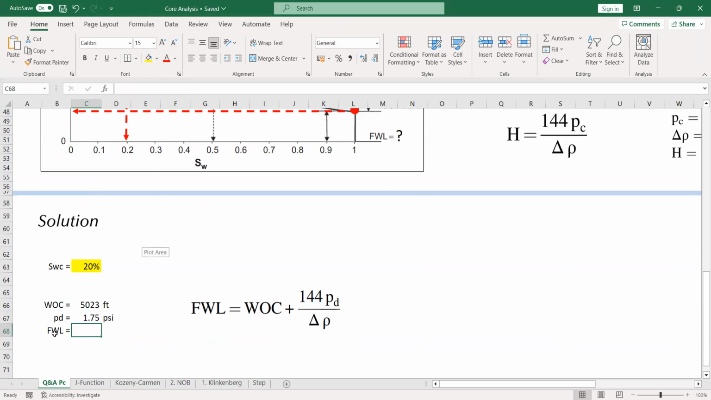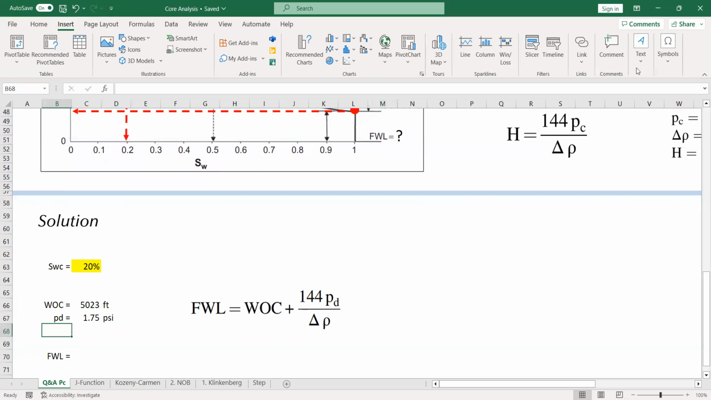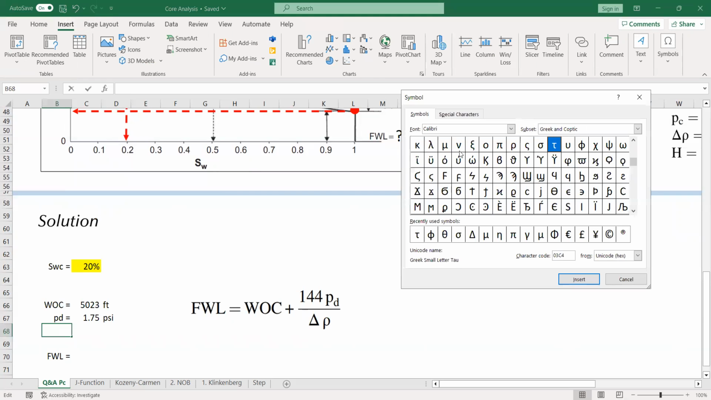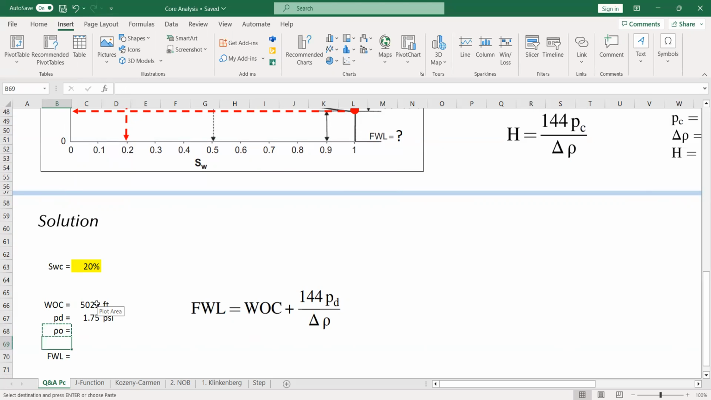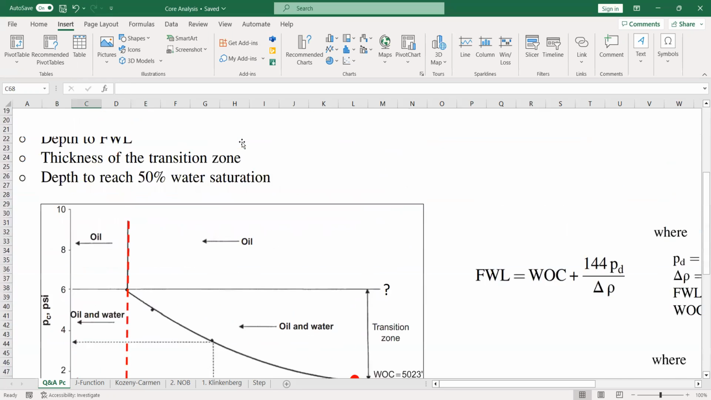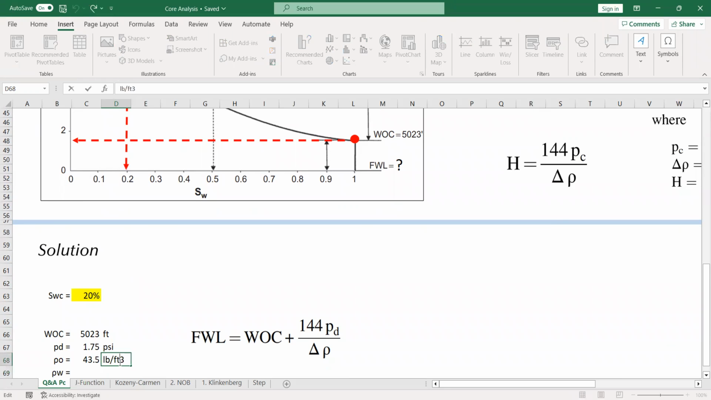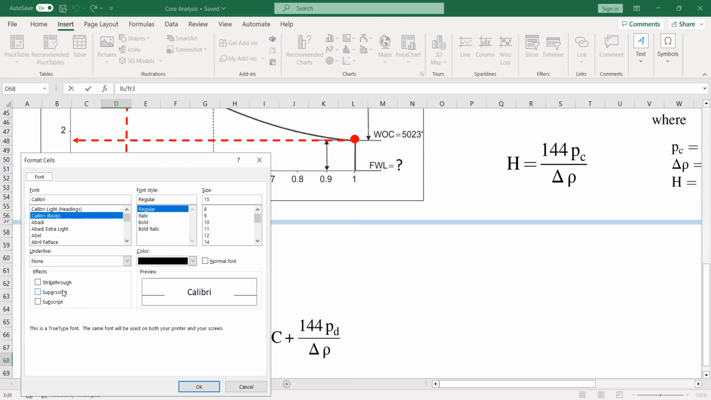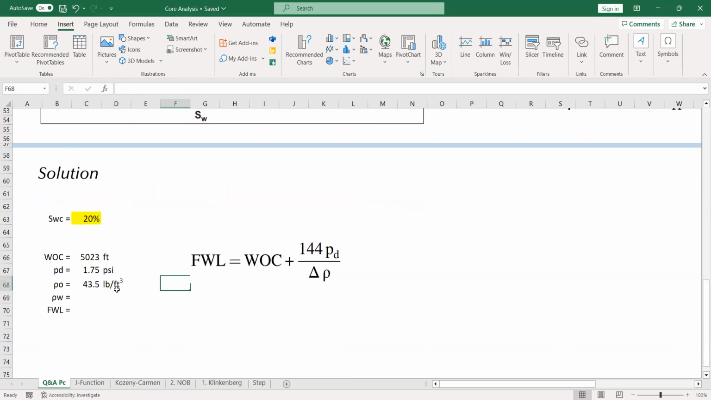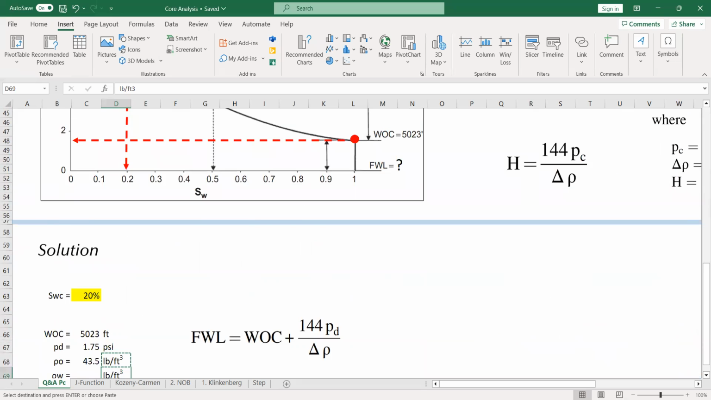And then, of course, we have to use density symbols for the oil as well as for the water. Okay, and then we know that the oil is 43.5 pounds per cubic foot, and the water, format cell, superscript, should be 64.1.